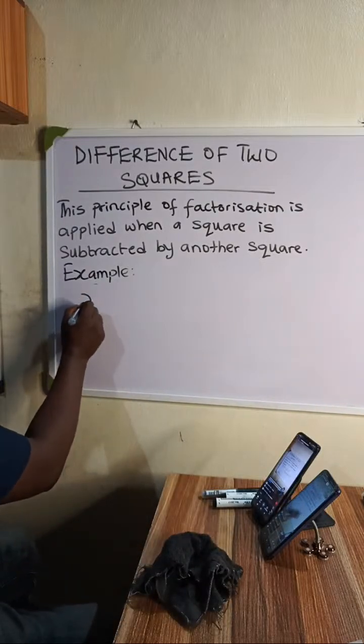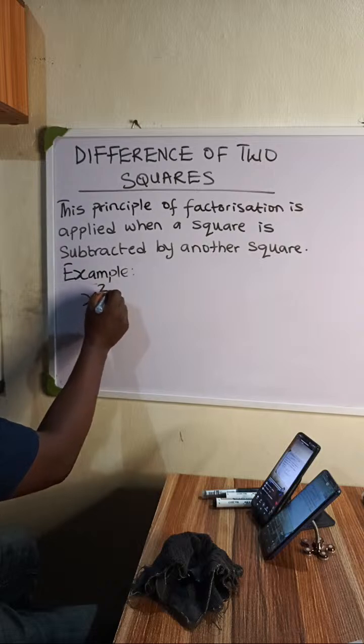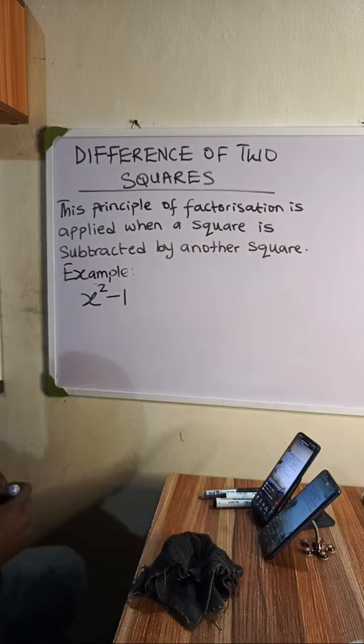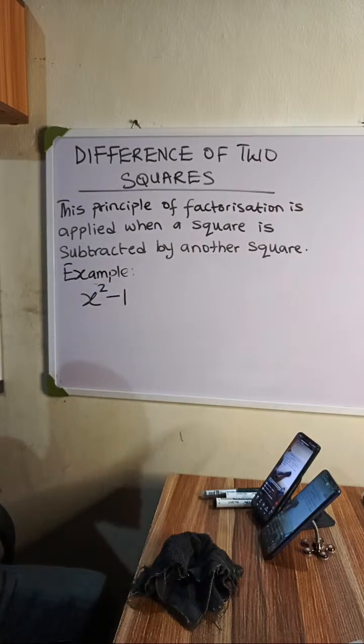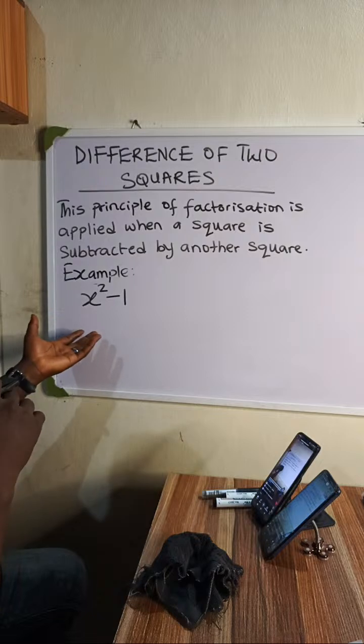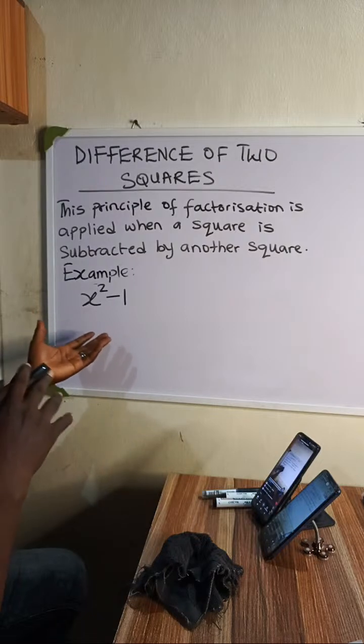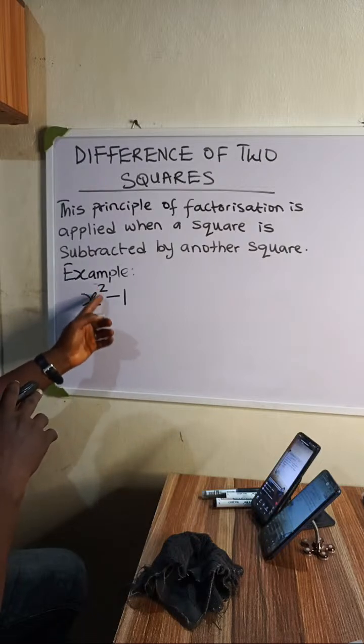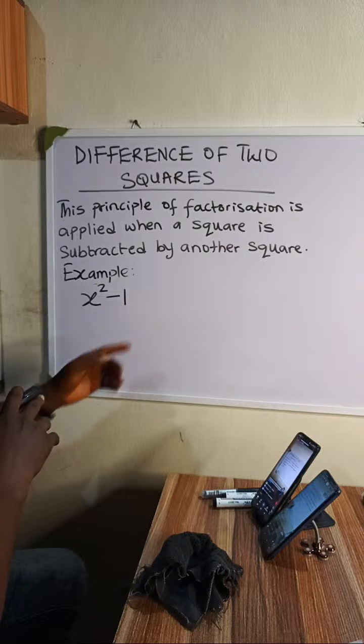Next we have x squared minus 1. In this case, can we use difference of two squares? Here we have x squared and minus 1.